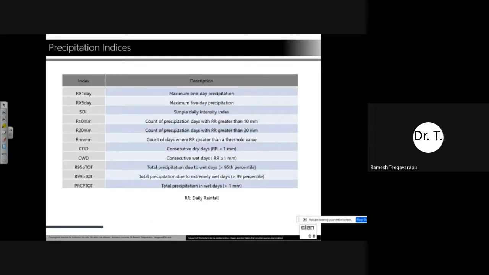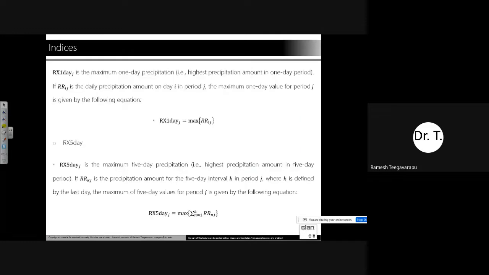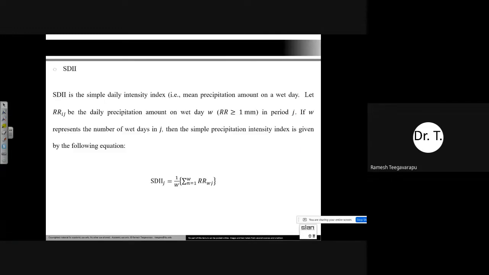Then there are 11 indices provided by WMO, which are very common, and you can develop your own indices: 1 day, 5 day maximums, simple daily intensity index, 10 mm, 20 mm, greater than 20 mm. You count the number of days based on a threshold. This threshold can be fixed based on your Indian context or American context or any context. And then you also measure the consecutive dry days, consecutive wet days, that might give some idea about the droughts. And then also the 95 percentile, 99 percentile, and precipitation totals. So these are the ways we can calculate them.